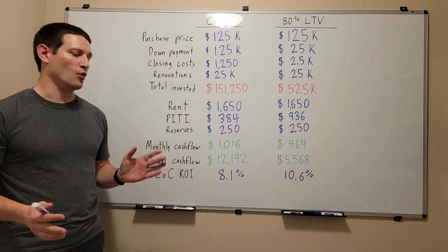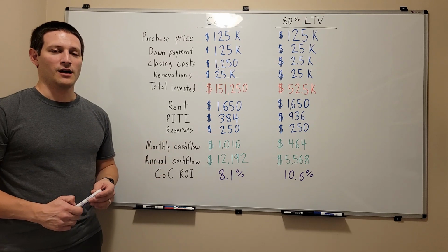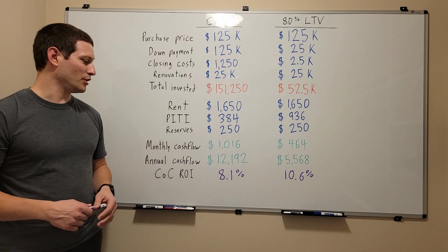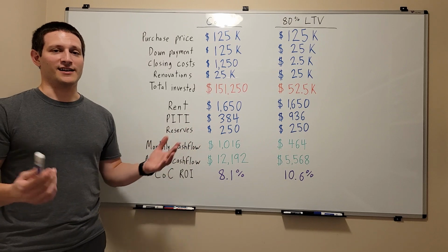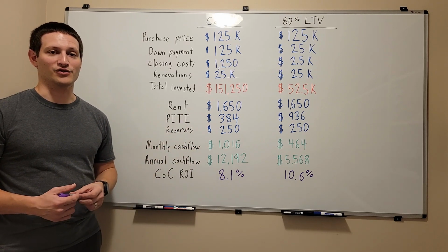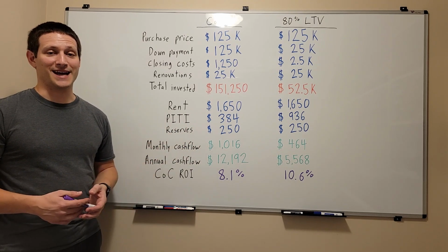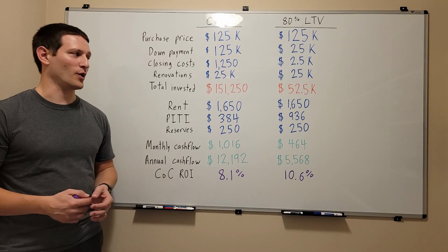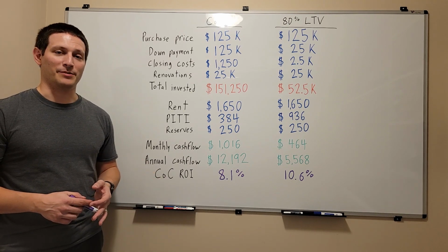So I'm not saying that one way is the right way or the wrong way. There are certain ways that are better for some people. Getting a mortgage brings in the concept of leverage. So leverage allows you to put less money down and buy more real estate, scale more quickly. We'll talk about leverage in a future episode.